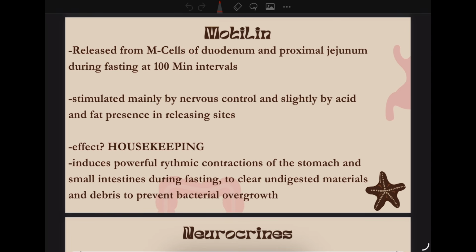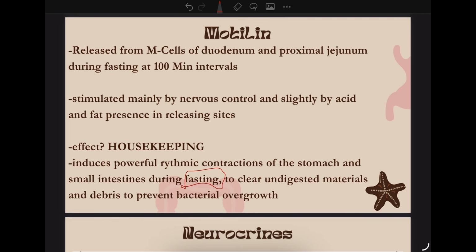What does motilin do? We call it housekeeping. Basically, when someone is fasting, and remember please, fasting is the key word for motilin, okay? When someone is fasting for a while, for example, when you are a bit hungry, have you ever heard your stomach moving and felt movement of your bowel, and you might even hear embarrassing sounds that no one likes? This is the effect of motilin, because when you haven't eaten for a while, it induces powerful rhythmic contractions of the stomach, small intestines, the whole GIT, to move everything out.